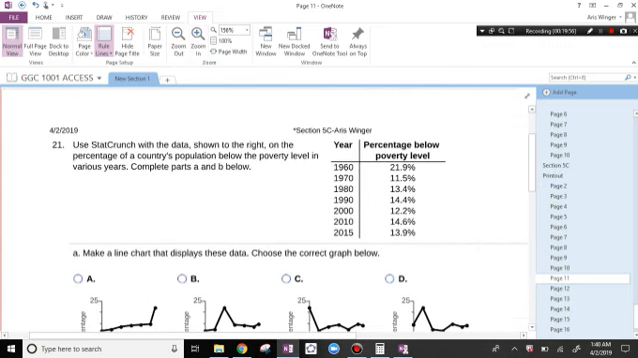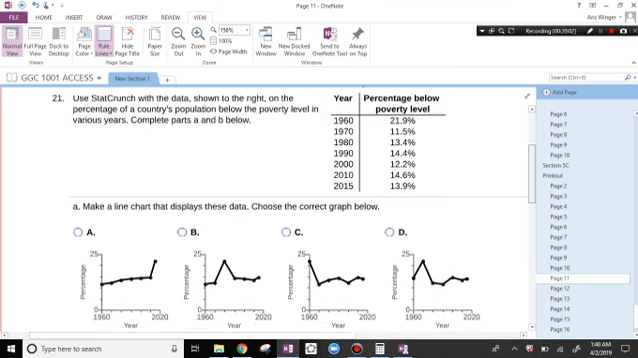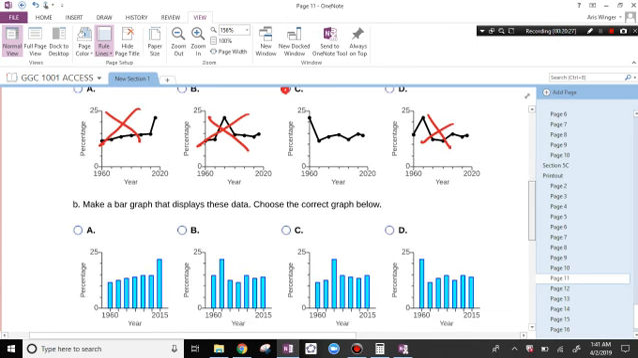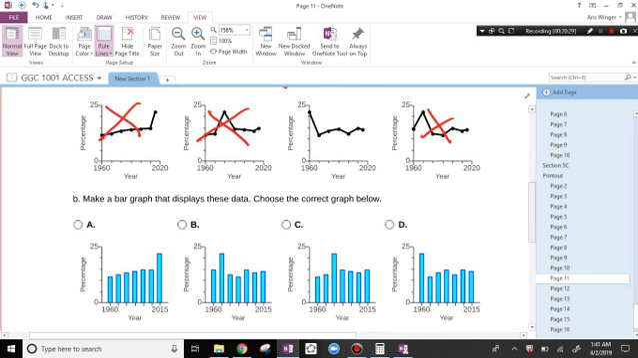Use StatCrunch with the data shown to the right. Percent of people below the poverty line. Let's see which one ranges here. It looks like the high is in 1960. The highest value should be in 1960, so it can't be this. They made that pretty nice. Which bar graph is that? Highest value is earlier. That should be this one.